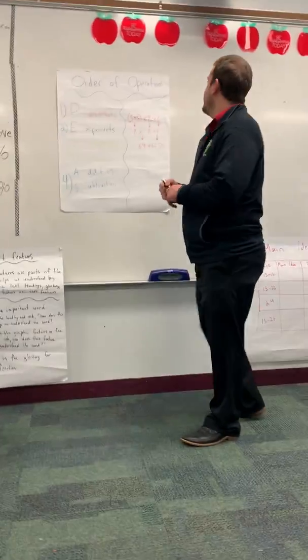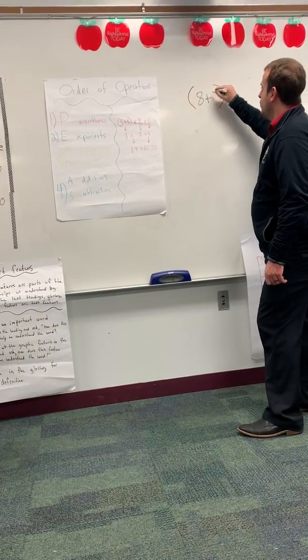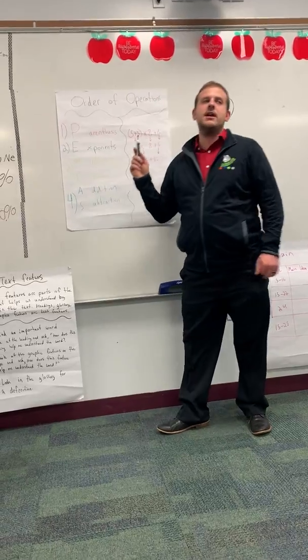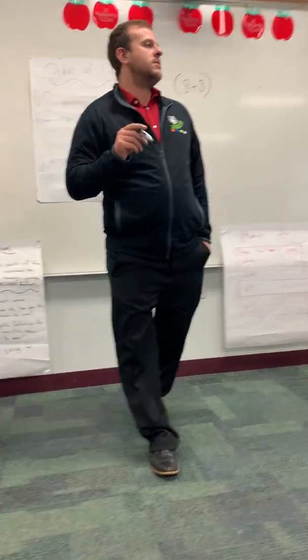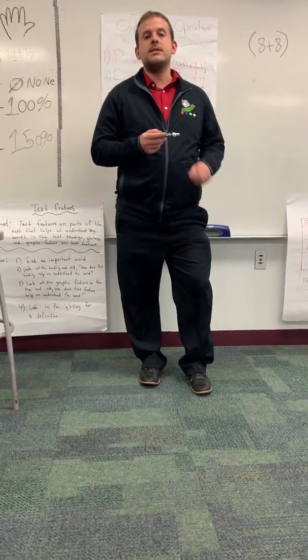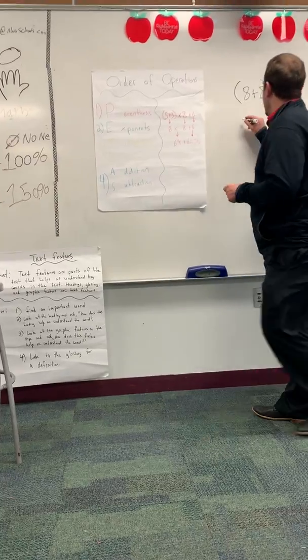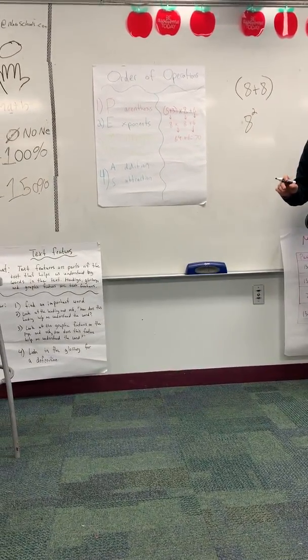Parentheses are the lines that look like this, okay? If there's anything in the parentheses, they go first. The next thing is exponents. Class, say exponents. Exponents. We have not dealt with a lot of exponents yet, but exponents are the little numbers on top of another number, such as this. This little number above the 8 is an exponent, okay?